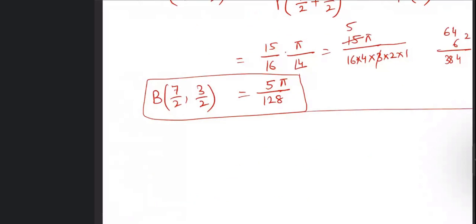Similarly, one can find the other values of the beta function using these values. This is for yourself, that is beta of 9 by 2 and 7 by 2, for yourself.